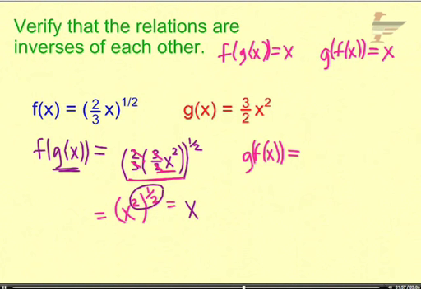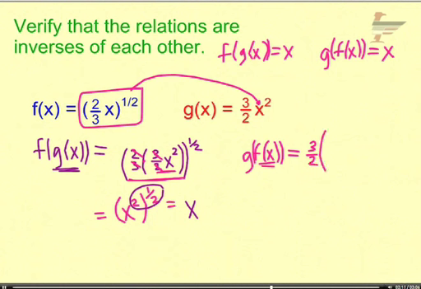Alright, so now since the f function is on the inside, we're going to take our f function, plug it into the g function. So the g function just has the 3/2. Now that we hit the x, we're going to plug in the f function, which is a 2/3 x to the 1/2. Then close the parenthesis, and now we just still have that squared on the outside. So here we have 2/3 x being raised to the 1/2 power, which is being raised to the second power. So the base is 2/3 x.